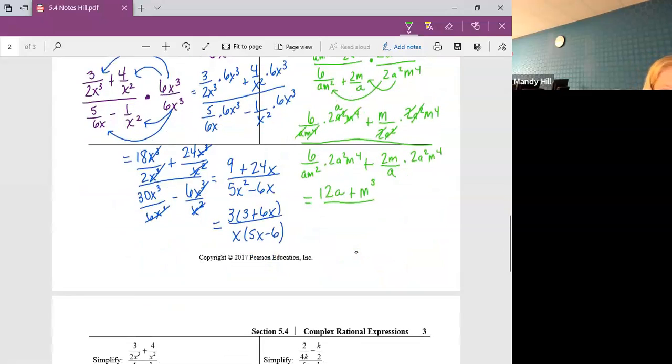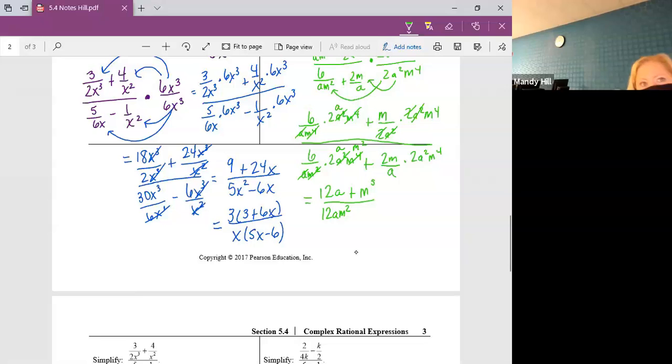Okay. I've got an a to the first. That will take out 2 of these a squared, so I would just have an a. I've got an m squared. That's going to take out 2 of these m to the fourth. That's going to leave me with m squared. So now 6 times 2 is 12 a m squared. That would be all that's left up here at the top.